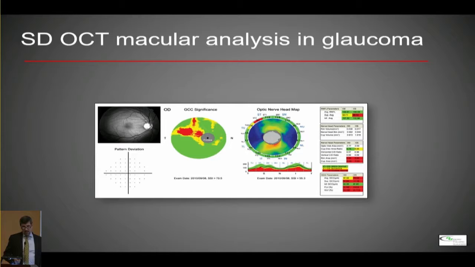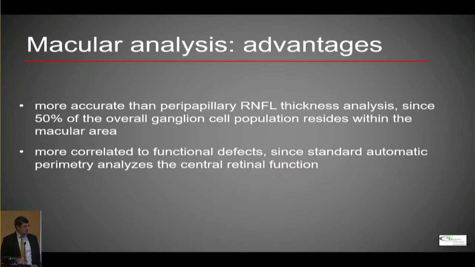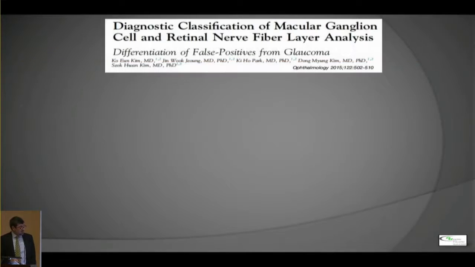Recently, the macula has been tested by OCT in order to increase accuracy compared to the peripapillary retinal fiber layer thickness analysis, since 50% of the overall ganglion cell population is within the macular area, and macular area defects seem to be more correlated to the functional defects.